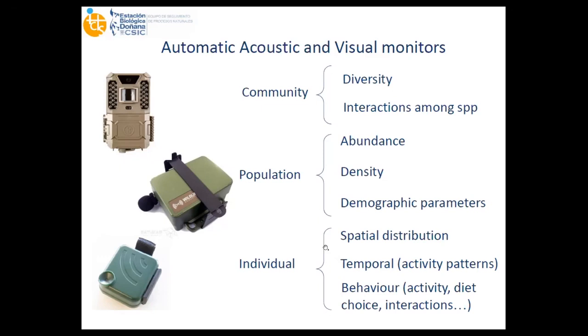And at the individual level, you can get data on spatial distribution, or spatio-temporal patterns. You can derive data on activity patterns and the reasons behind them, like again, species interactions, and observations on behavior, like activity, direct choice, interactions. So this is a whole range of things you can do. And the main issue here is, depending on what your main interest is, your design has to be different.